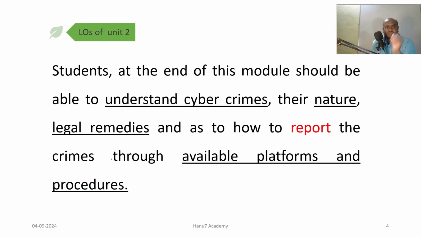Moving ahead, first we will see the list of outcomes of this Unit number 2. Students at the end of this module should be able to understand cybercrimes, their nature and legal remedies, and how to report the crimes through the available platforms and procedures. You have to carefully observe this list of outcomes which are underlined here. We have to understand cyber crimes, their nature and legal remedies. What are the legal remedies we have, how to report them through the available platforms, and what are the procedures to report them through the legal remedies.